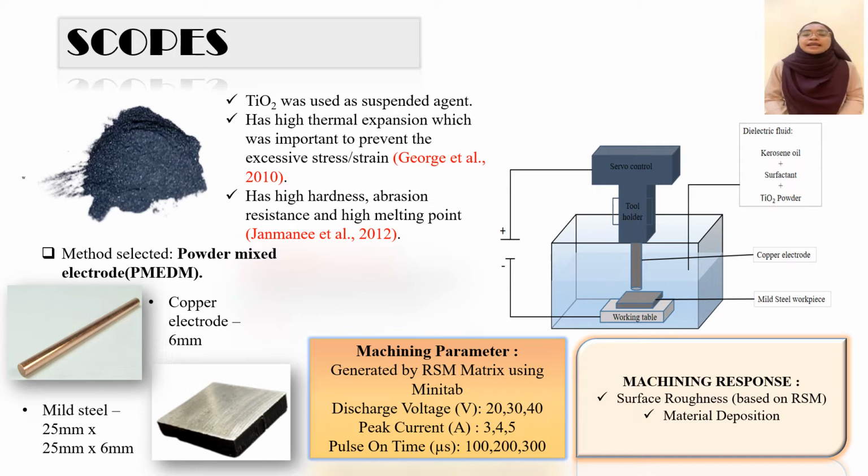The workpiece that has been selected for this process is mild steel, and the electrode used is a copper rod. The parameters that will be modified are voltage, peak current, and pulse on time. The RSM matrix of parameters selected will be generated by using response surface methodology in Minitab software. The output or measuring responses that will be studied are surface roughness and material deposition. The surface roughness will be analyzed through RSM in the main effect plot.